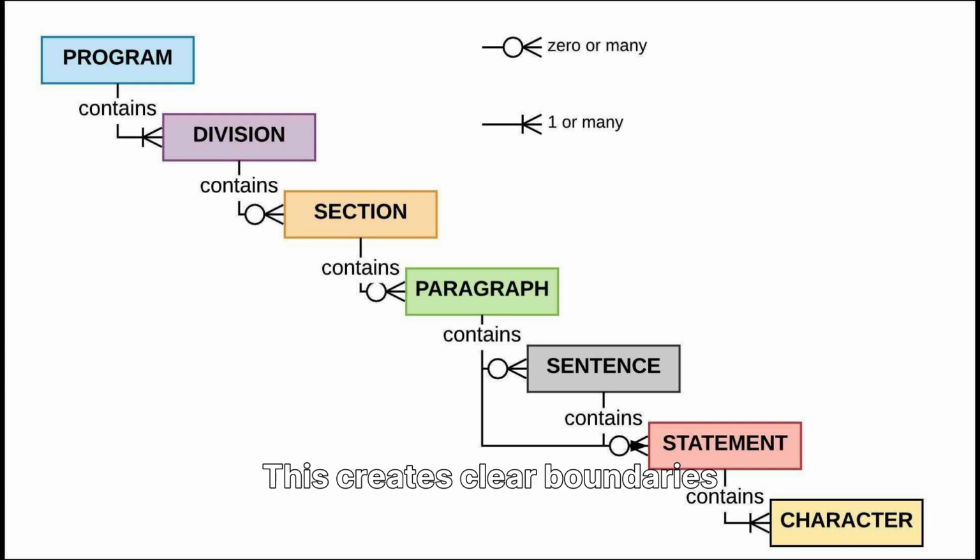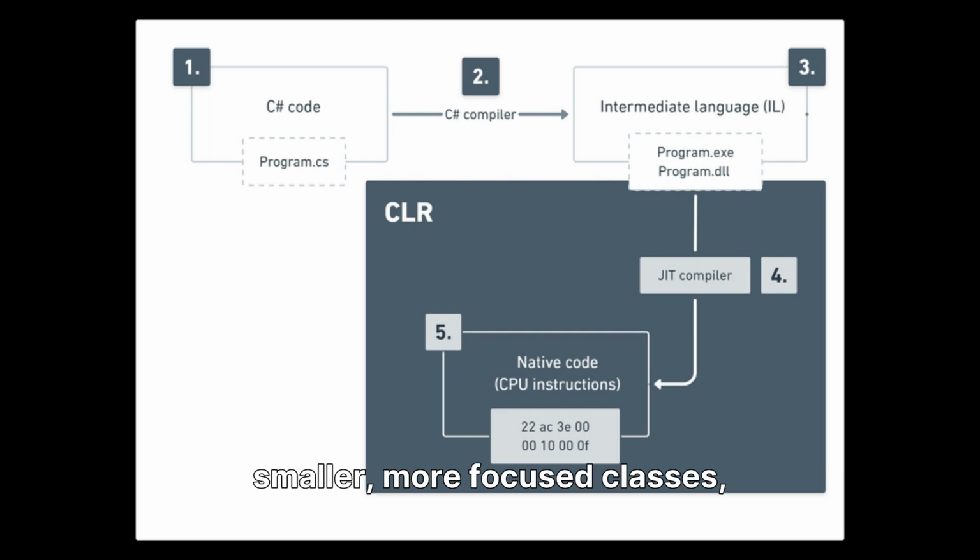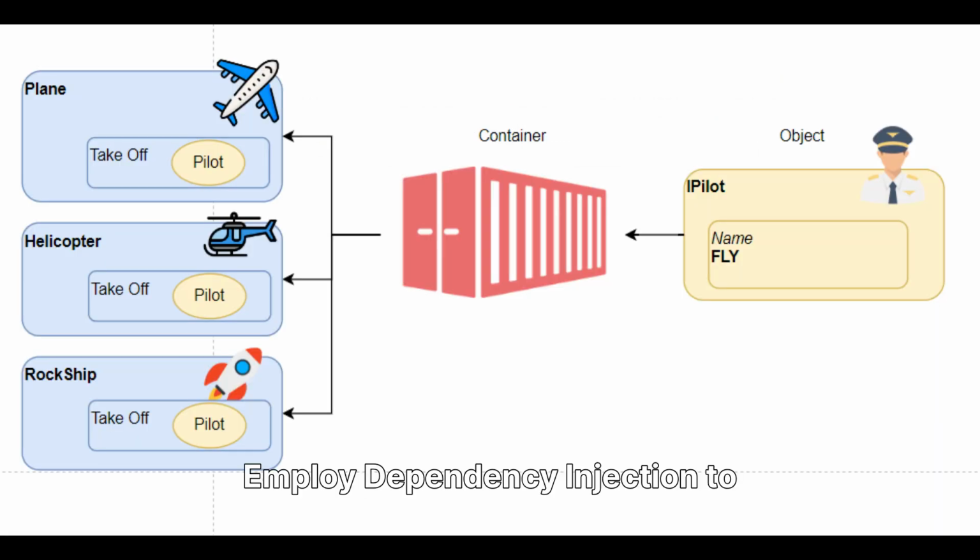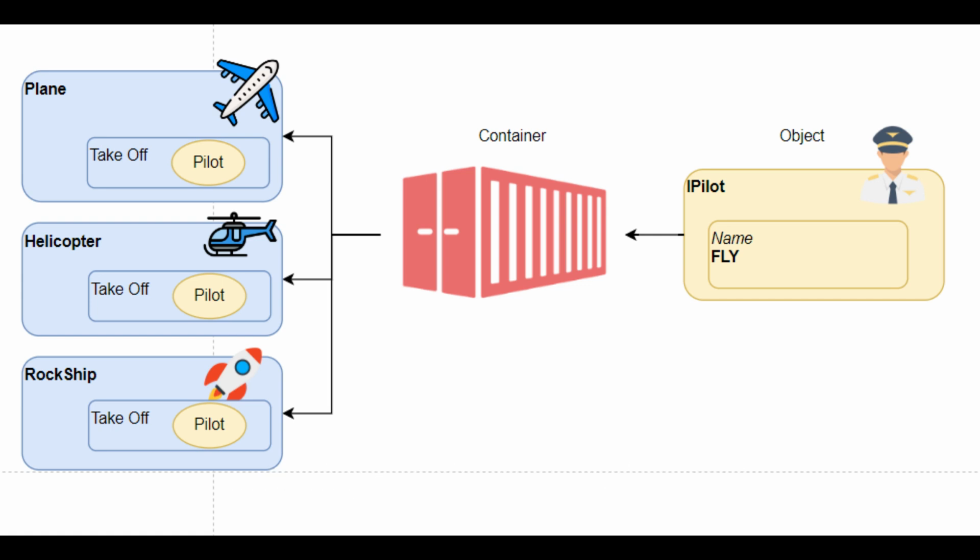To apply modularization in C#, use namespaces to logically group related classes and structures. This creates clear boundaries and organization. Divide complex classes into smaller, more focused classes, each handling specific tasks. This adheres to the single responsibility principle. Employ dependency injection to provide required components to modules rather than hard-coding dependencies. This promotes flexibility and testability.